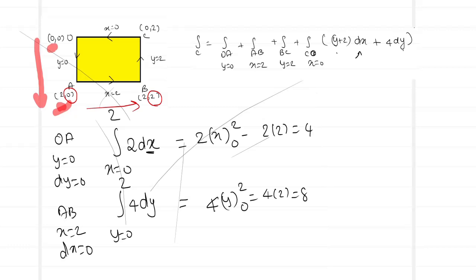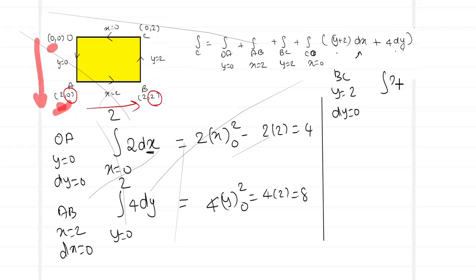So what will happen over here? My next line is y equal to 2. When I substitute y equal to 2, what will dy be? y is 2, so dy will become 0. Y is 2, already there is 2. So along the line BC, I will be integrating 2 plus 2 times dx. So it is integral 4 dx.